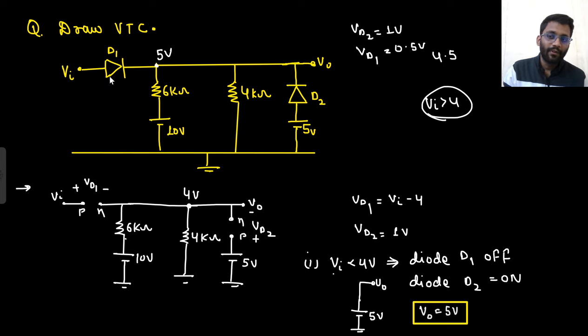And now, what about D1? D1 at N side is having 5 volt, and at P side it is having something less than 5 volt. So D1 will be turned off. Are you getting this point?